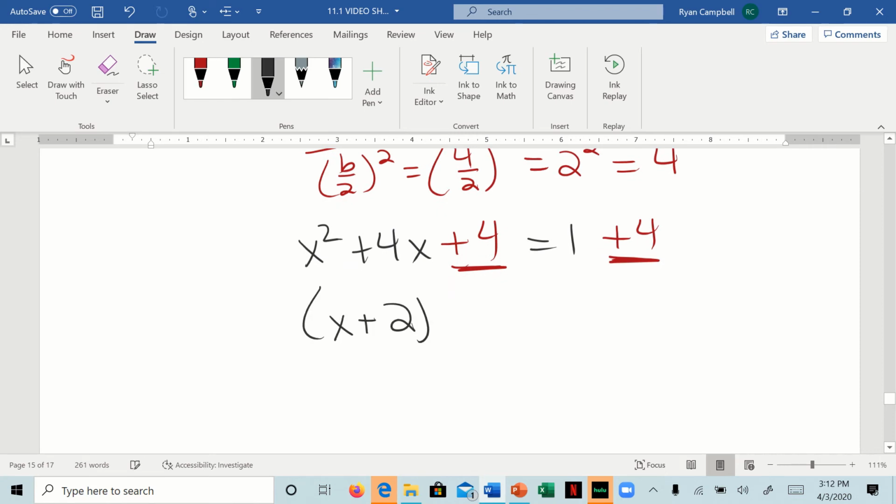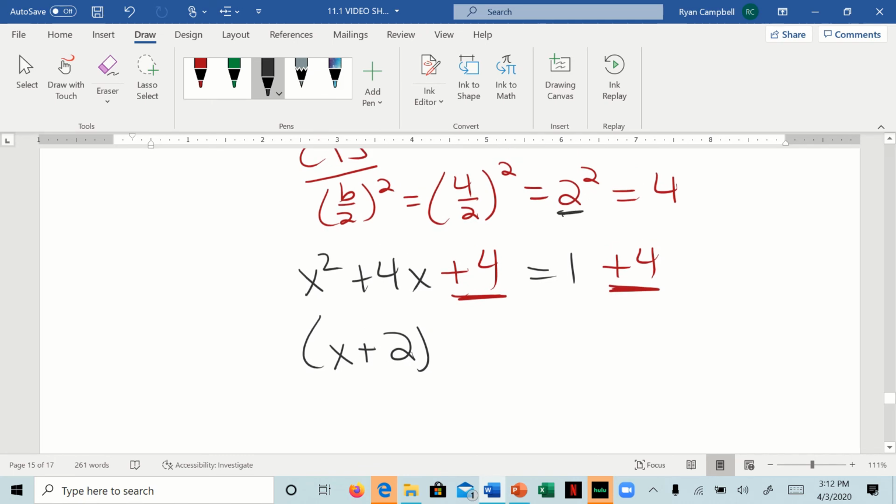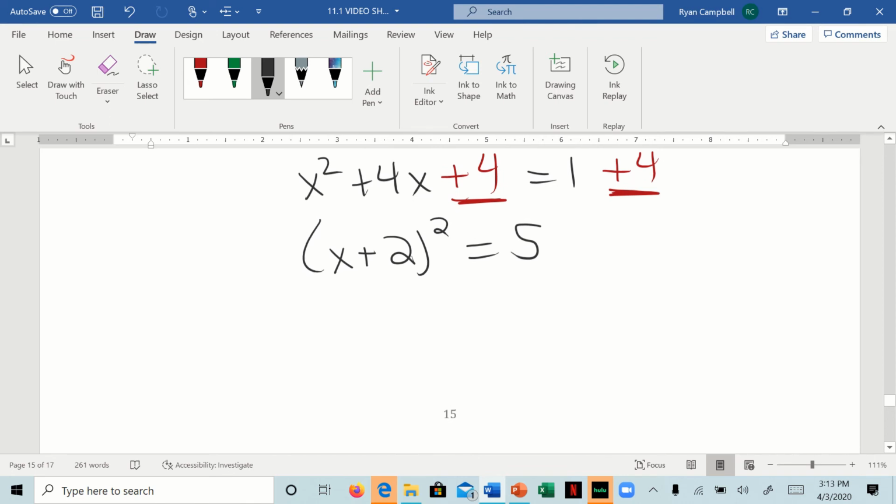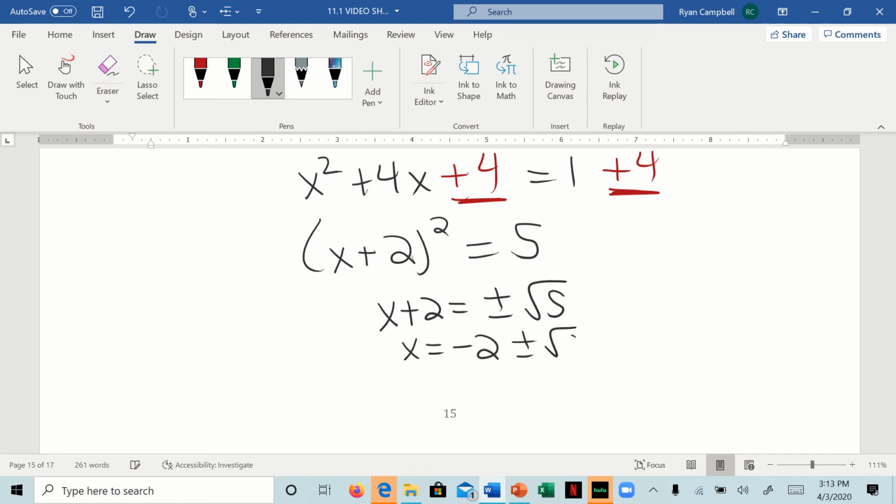So factoring the one side, we get x plus 2 squared. That's the number we squared in completing the square. And then the other side, we get 5 again. So if we want to take the square root, you can do it the way we've been doing it, totally okay. You can also just say x plus 2 equals plus or minus the square root of 5. And then you can say x equals negative 2 plus or minus the square root of 5. If you don't like this, that's totally okay. We can keep writing it the other way.